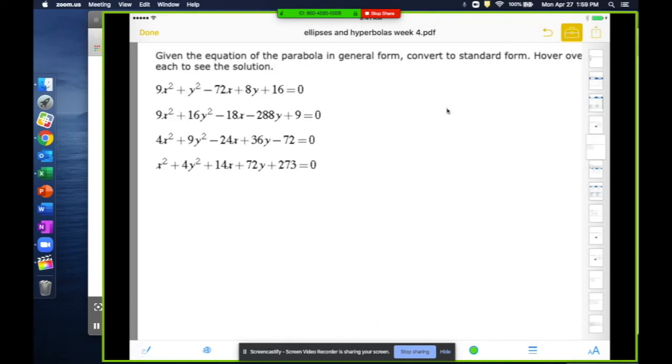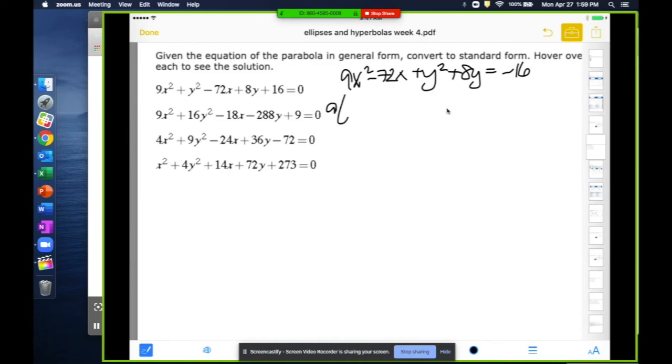Alright, now here we are with some example problems, starting with the first one. Don't forget, you always want to group your x's together and group your y's together and get your constant to the right hand side. So I'm going to have 9x squared minus 72x plus y squared plus 8y equals negative 16, because I want to go ahead and subtract 16 to the right hand side.